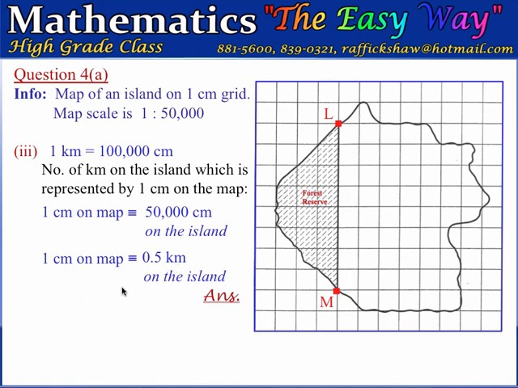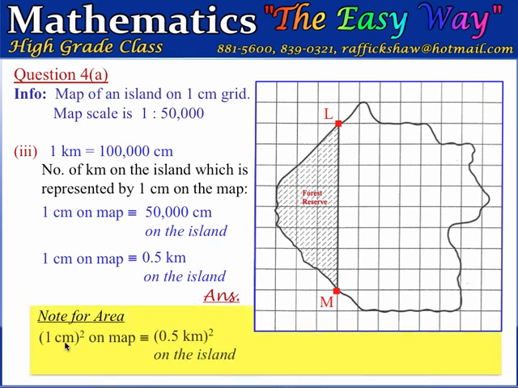And since we now have the relationship between centimeters on the map and kilometers on the island, we can look at area. We can note for area that 1 centimeter squared on the map would therefore be equivalent to 0.5 kilometers squared on the island. We are looking at the relationship now for area. And we get this relationship by squaring this relationship here. When we square both sides of this relationship, we end up with this.